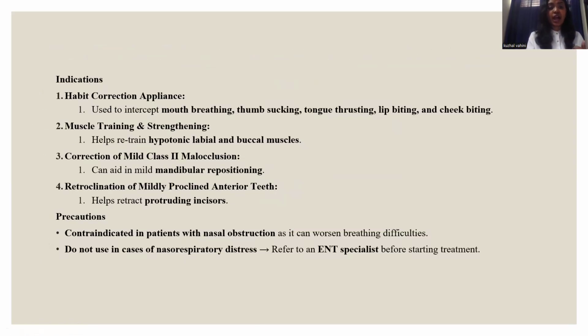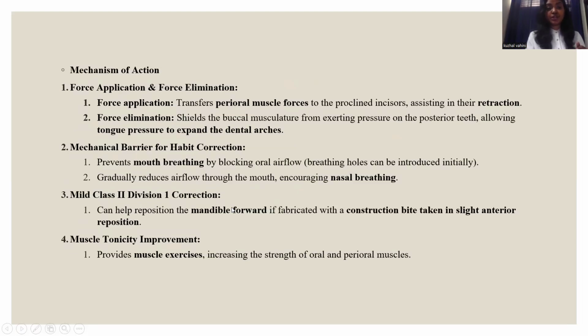So the indications are habit correction appliances, muscle training and strengthening, correction of mild class 2 malocclusion, and retroclination of mildly proclined anterior teeth. Then we have precautions: these cannot be given in nasal obstruction patients.